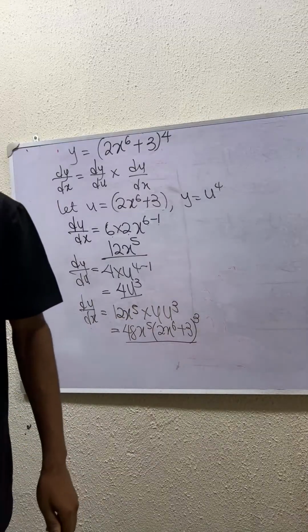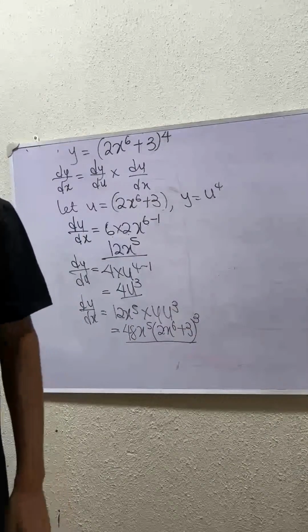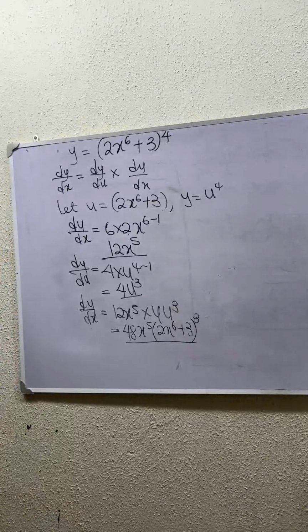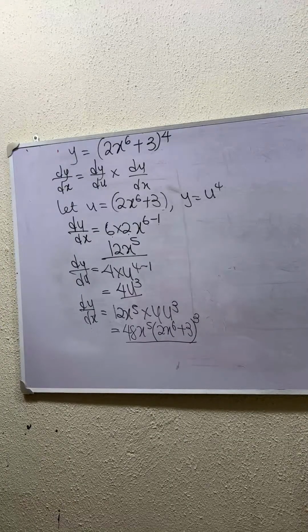So this is just a simple way we can easily differentiate a function using function of function, or the chain rule. Okay, it's very easy and it's very simple to do.